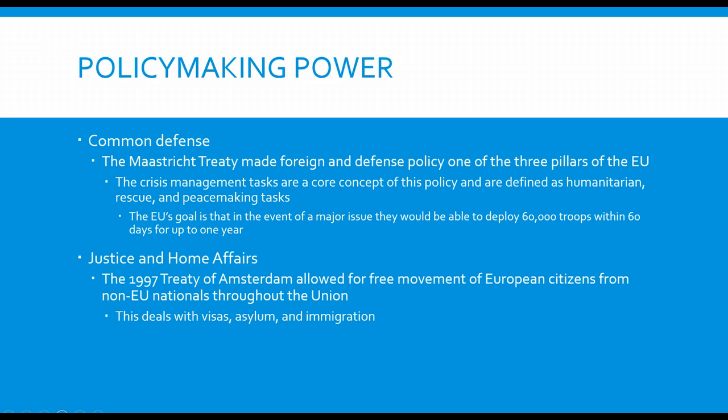The 1997 Treaty of Amsterdam allowed for free movement of European citizens from non-EU nationals throughout the Union. This deals with visas, asylum, and immigration. So if the EU grants these types of things, then they are able to move from country to country.